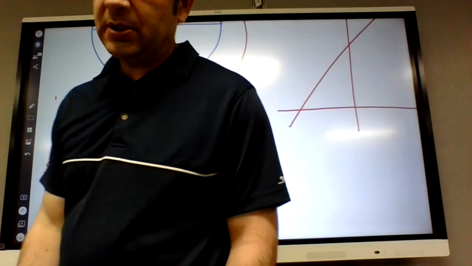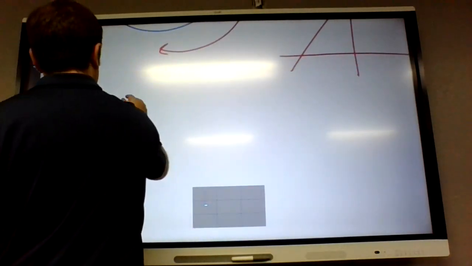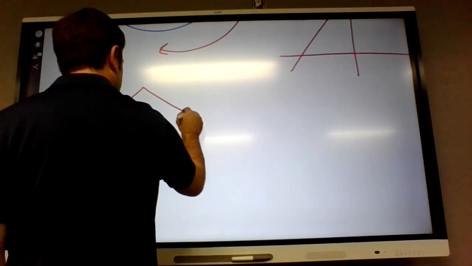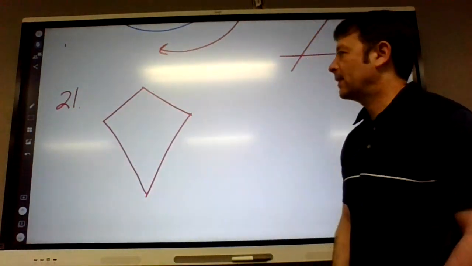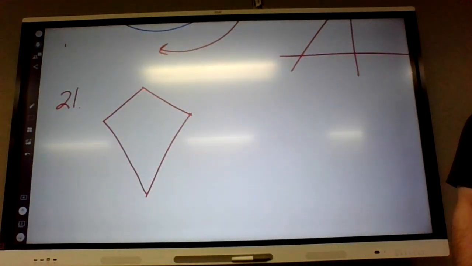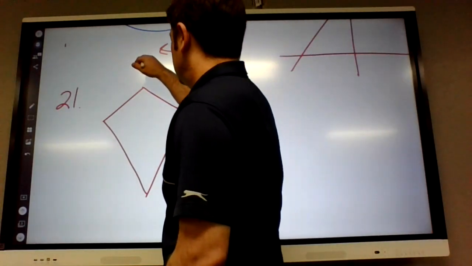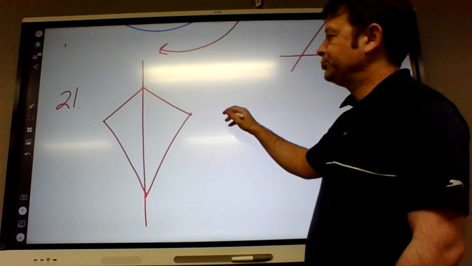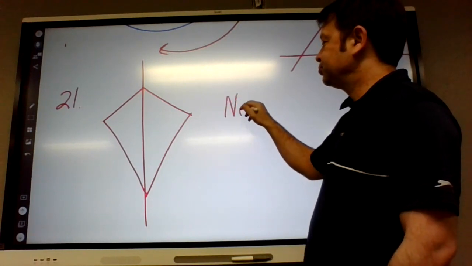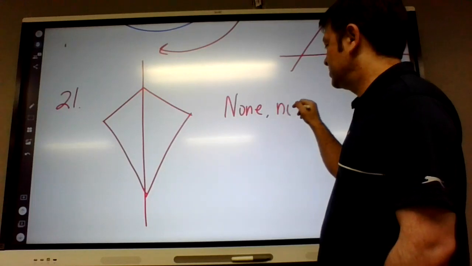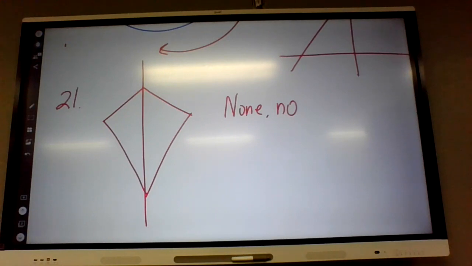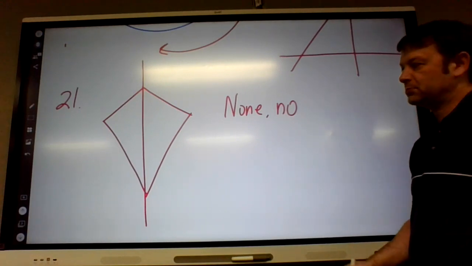21. A kite. It's hard for me to draw really neat kites. Kites have 2 congruent consecutive segments and 2 congruent consecutive segments. Okay, lines of symmetry. How many? One, right down the middle. Yes, I got it right, guys. Okay, rotational symmetry? No. None. So point symmetry? No. Kites are easy.